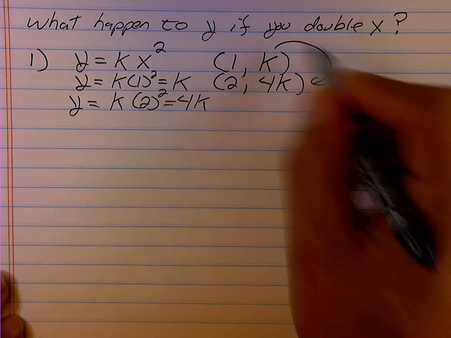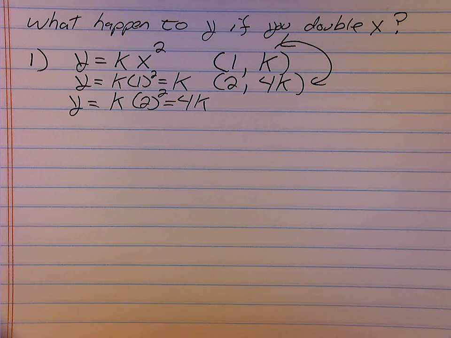Now I'm going to describe what happened from the first y value to the second y value. If I double my x value, the y value will be quadrupled. Or I could say, if you double the x value, the y value will be 4 times larger. Does everyone see that 4k is 4 times larger than k?